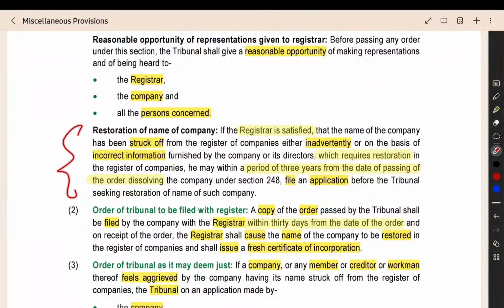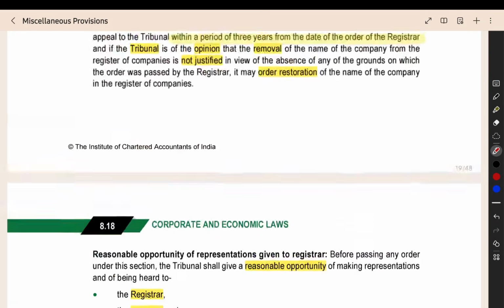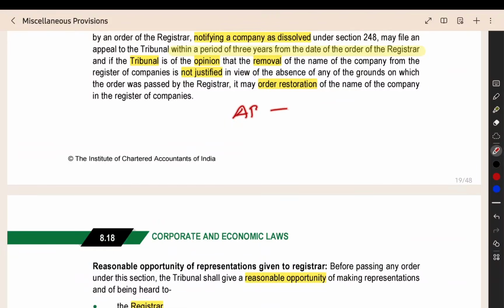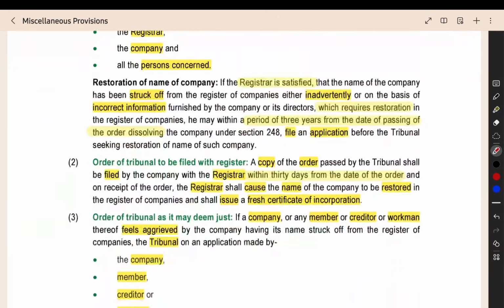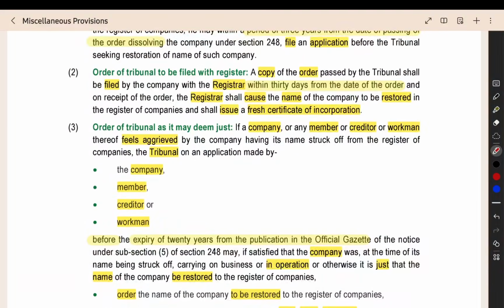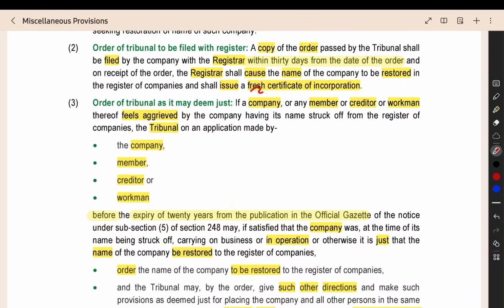Then, if the registrar itself thinks that by mistake or some other wrong information the company got struck off, then the registrar himself will make an application to the tribunal. Either the aggrieved person can make an application to the tribunal and they will order the restoration, or the registrar can also make the application to the tribunal. In any way, only a tribunal can order the restoration. Then, when the tribunal makes an order, you have to file that order with the registrar. After that, you will get a fresh certificate of incorporation if your name got restored.